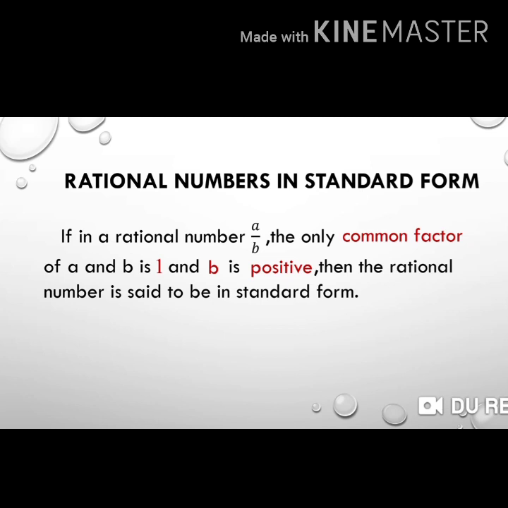If in a rational number a by b, the only common factor of a and b is 1, that is, the numerator and the denominator should have 1 as the only common factor, and b is positive, that is, the denominator is always positive, then the rational number is said to be in standard form.